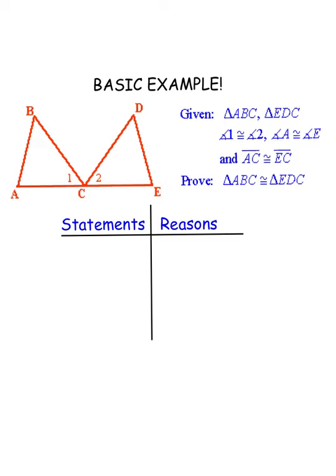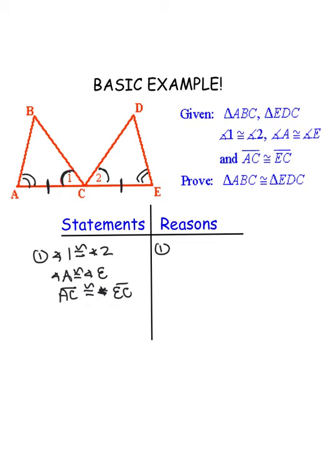It says, given these 2 triangles, they tell me that angle 1 here is congruent to angle 2. They tell me angle A is congruent to angle E, and they tell me that AC is congruent to EC. So what I'm going to do in my statements is I'm going to write what's given. Angle 1 is congruent to angle 2. Angle A is congruent to angle E, and side AC is congruent to side EC. And the reason is because it's given to me, so I'm going to write given.